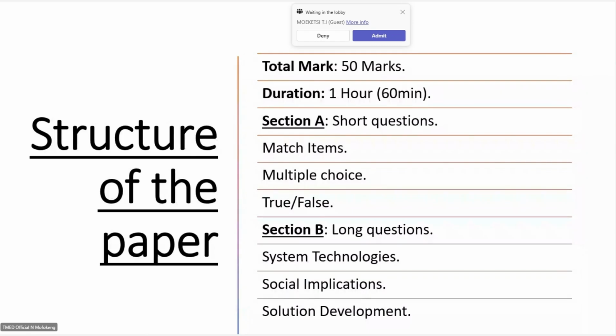Now, in your section A, those are your short questions, your match items, your multiple choice, your true or false. Then in section B, those are your long questions, which consist of system technologies, social implication, and social development. So because it is just a test of 50 marks, we do not have section C, that one of integrated scenarios that we usually have in examination.